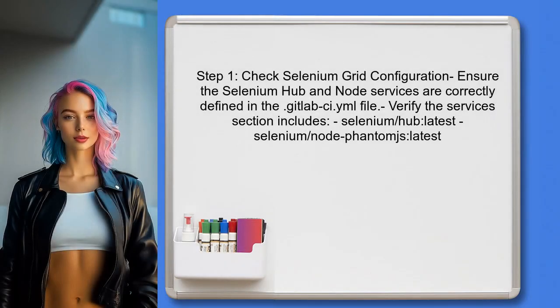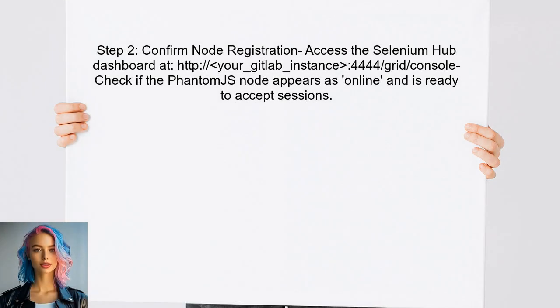To address the error regarding the empty pool of virtual machines, the user should first check the configuration of the Selenium Grid. It's important to ensure that the Selenium Hub and Node services are correctly set up in the GitLab CI configuration. Next, the user should confirm that the Phantom.js node is properly registered with the Selenium Hub. This can be done by checking the Selenium Hub dashboard to see if the node is listed and ready.